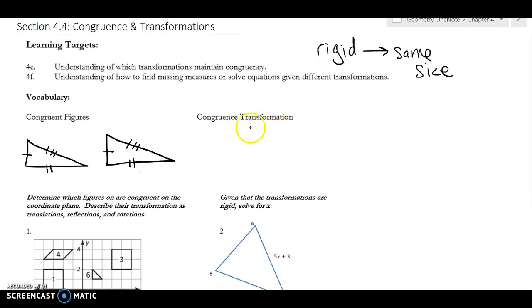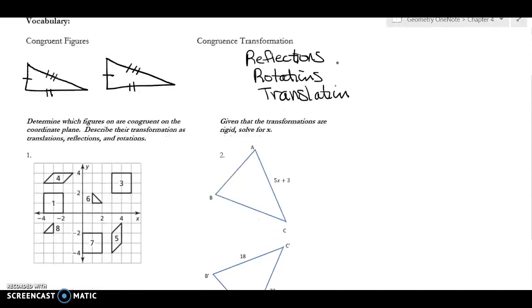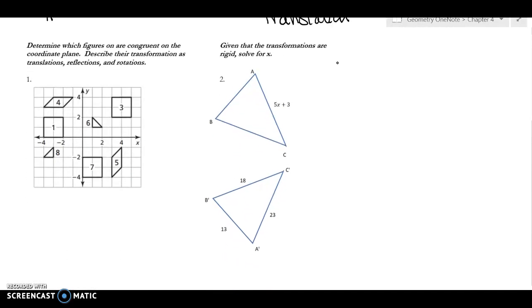Your congruent transformations, again, are reflections, rotations, and translations. Those are the three things that maintain congruence, and that's why they were called rigid, and we had already learned some about that. All right, so let's just look at the two examples because that's all we really have to do.